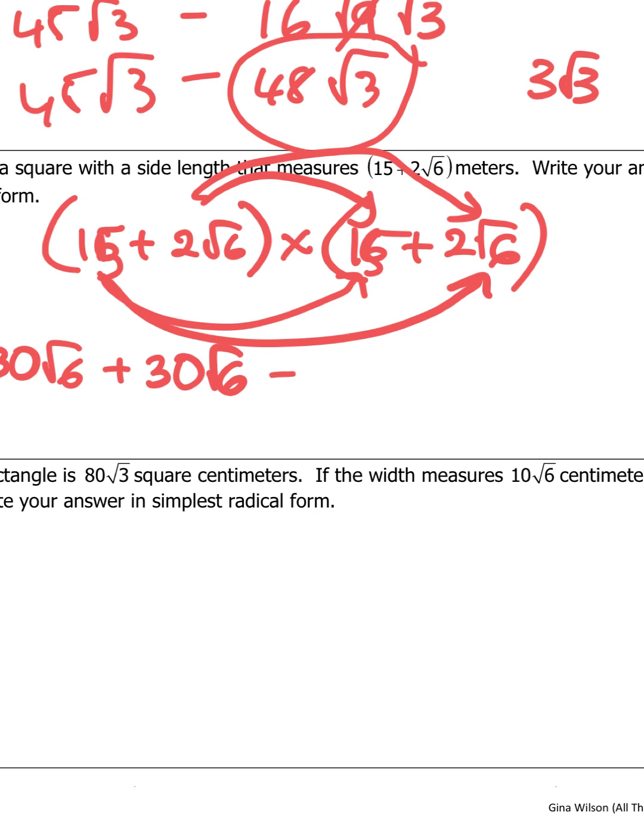And then I will have 4 square root 6 times square root 6, which is 4 times square root of 36. Square root of 36 is what? Is 6, right? So 4 times 6 will be 24. Alright, add the numbers up. You have 249 for the whole number. And then 30 and 30 is 60 square root 6.